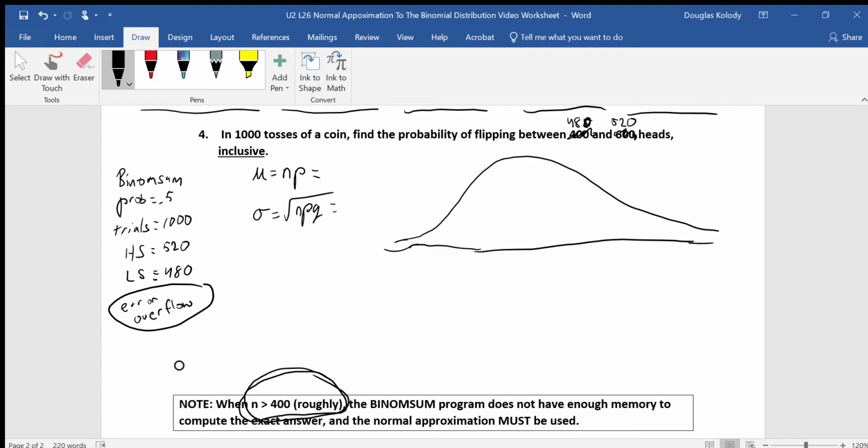So there are some cases where you have to use the normal approximation to answer a binomial question, and this is one of them. So first, let's find the mean and the standard deviation. The mean of this would be 1,000 times 0.5, which is 500 heads, which makes sense. Flip a coin 1,000 times, you would expect 500 heads. Okay, the square root of 1,000 times 0.5 times 0.5. Plug that into your calculator, and you should get an answer of 15.811.